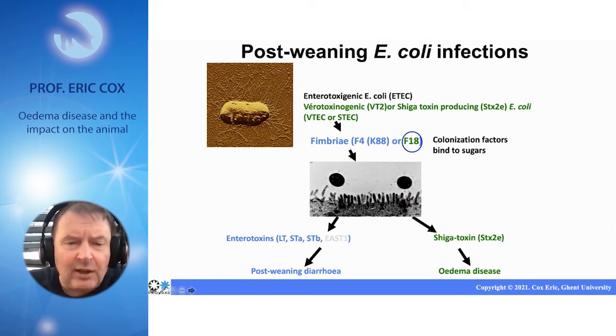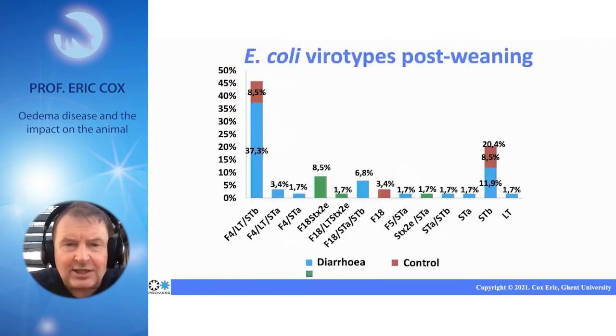And F4 Fimbria are only on enterotoxin producing E. coli strains, and F18 Fimbria are present on enterotoxin producing strains or Shiga toxin producing strains. So the Shiga toxin producing strains can cause the disease that you know as edema disease. So when you isolate E. coli in the post-weaning period, then a number of virulence factors can be identified on these strains.